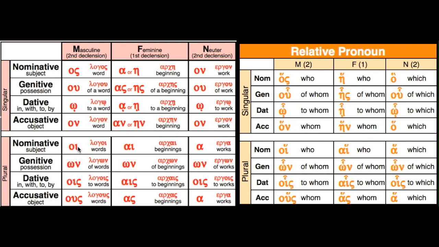So in the plural, the endings are oi, on, ois, us. But the relative pronoun is simply hoi, hon, hois, hus. Down the feminine column, we have he, heis, he, hain, hi, hon, heis, has.